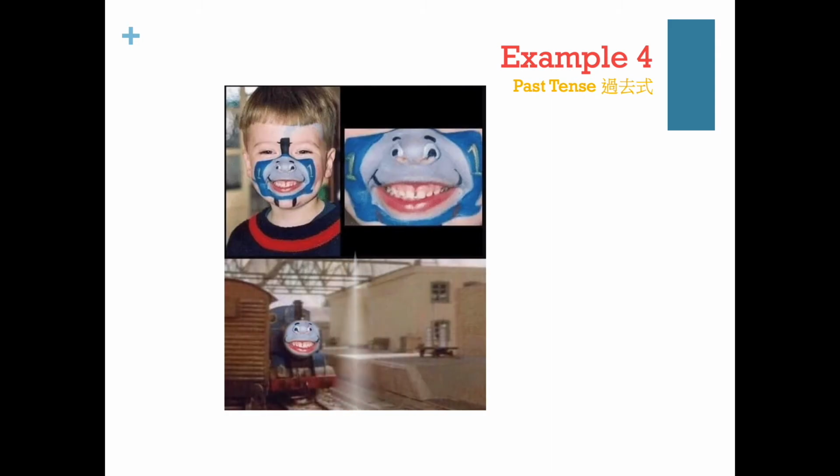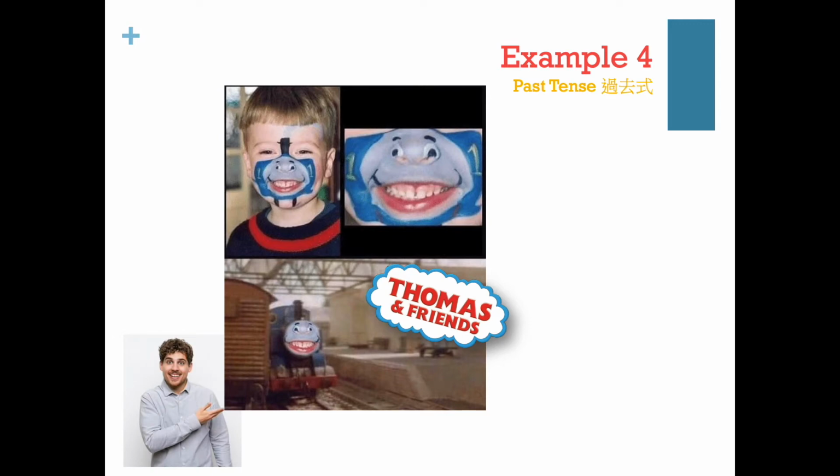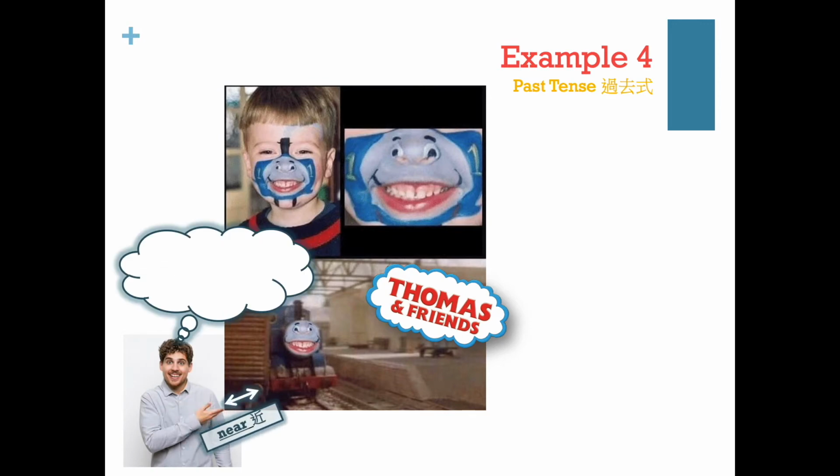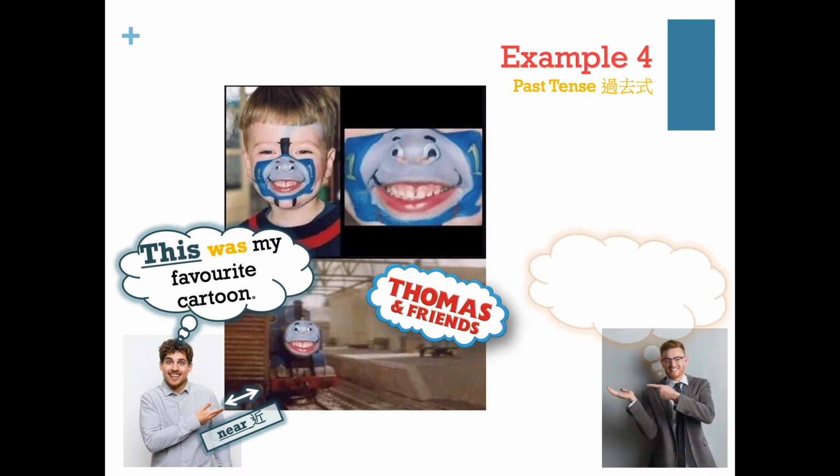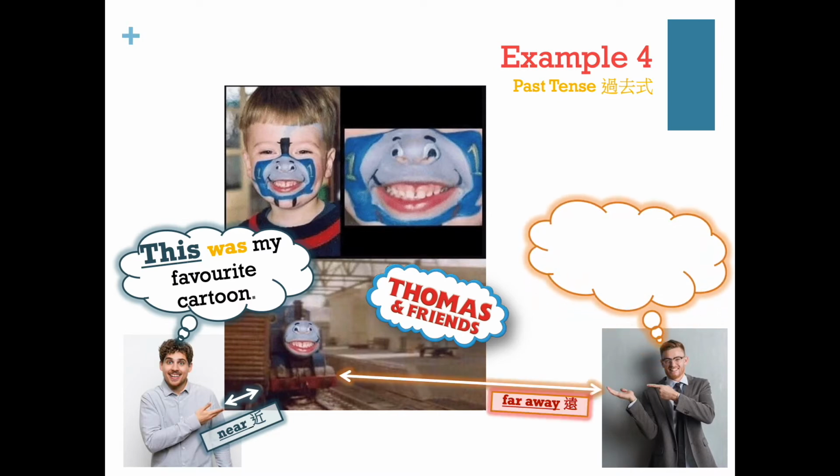Example 4. What cartoon is it? It's Thomas and Friends. This man here, he is close to the cartoon, near the cartoon. So he says, this was my favorite cartoon. While the other man, who is far away from the cartoon, says, that was my favorite cartoon.